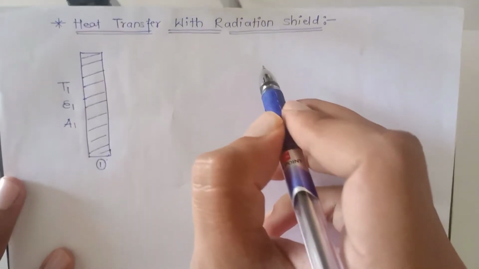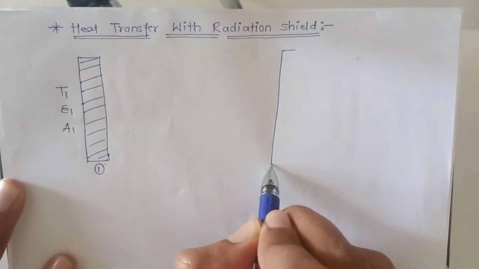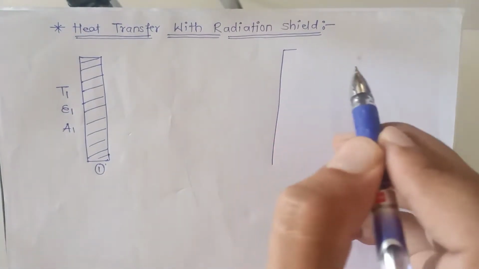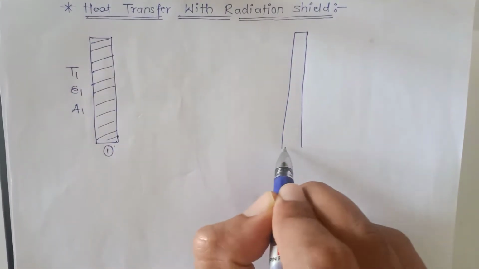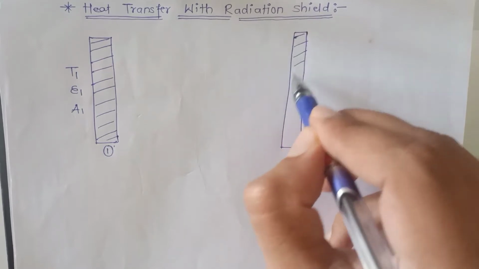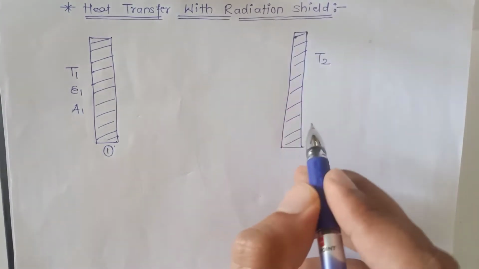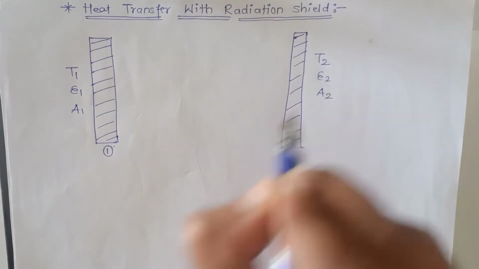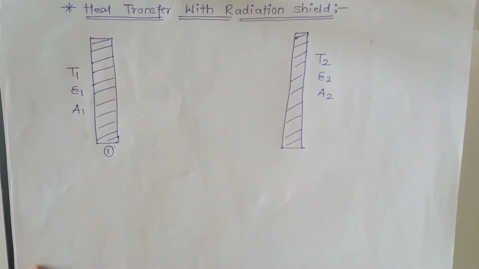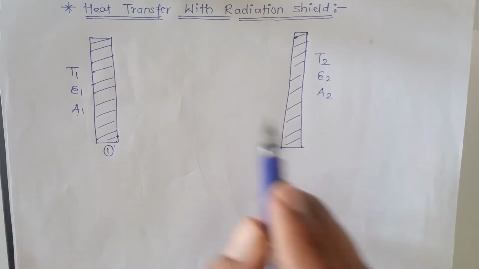Then let us consider the second surface. So this is the second surface. Now we are going to assume that it is at some uniform temperature T2. It has some emissivity epsilon 2 and it has some surface area A2. Remember, we are going to consider these surfaces large enough so that A1 almost becomes equal to A2.